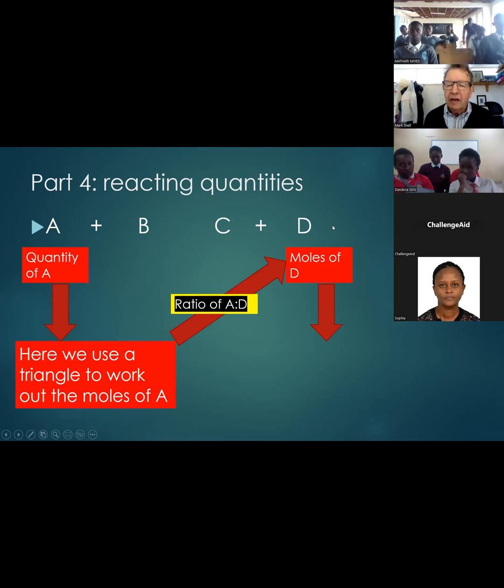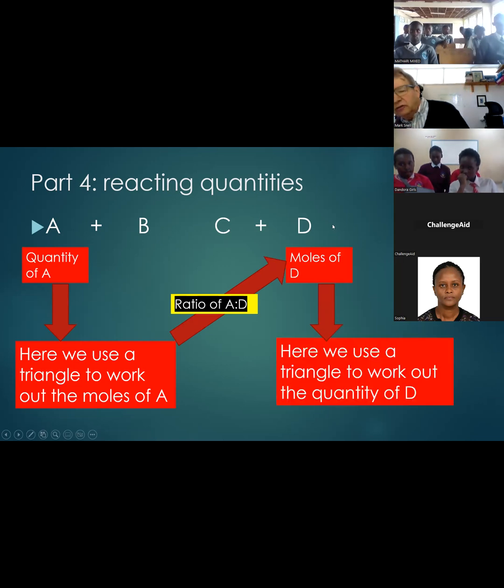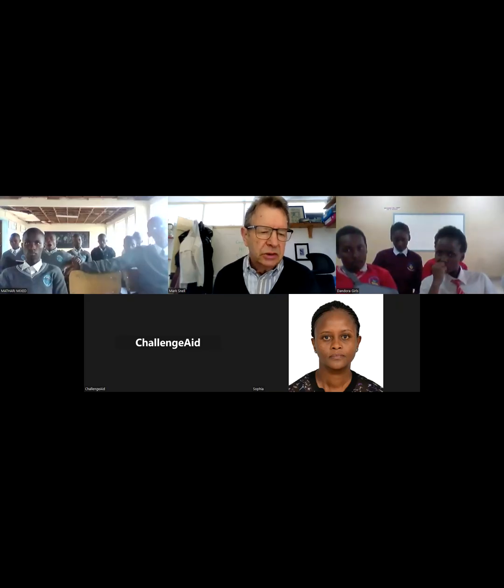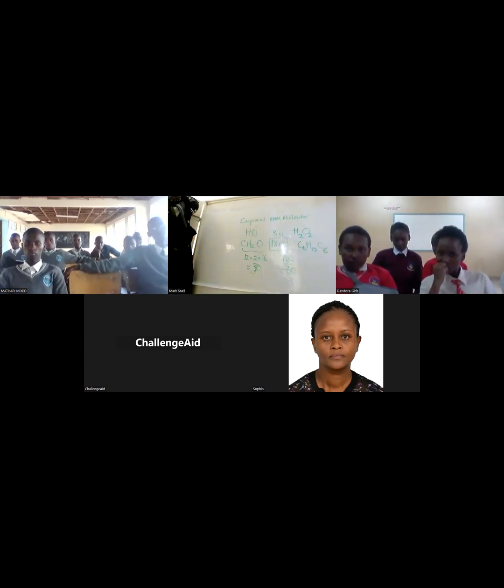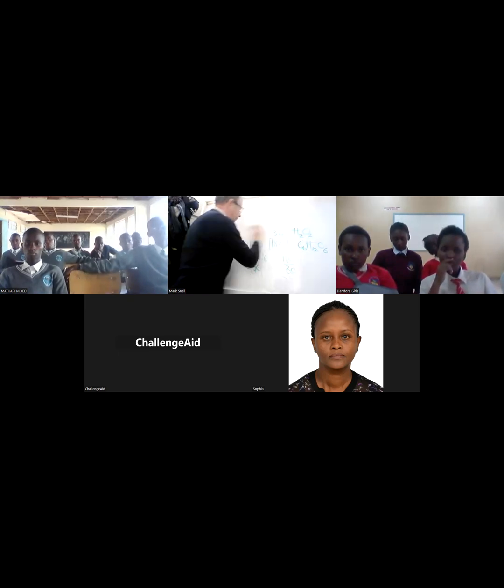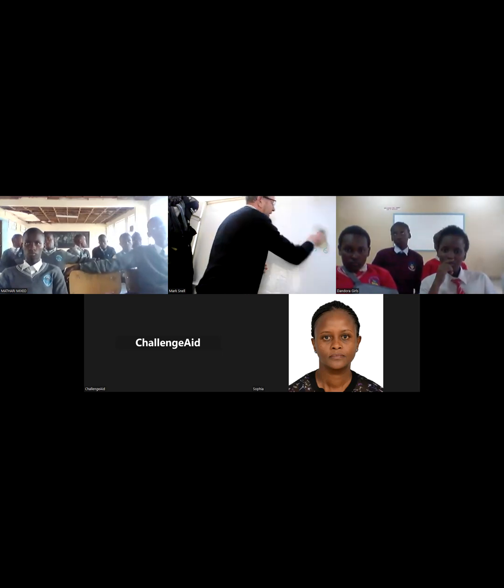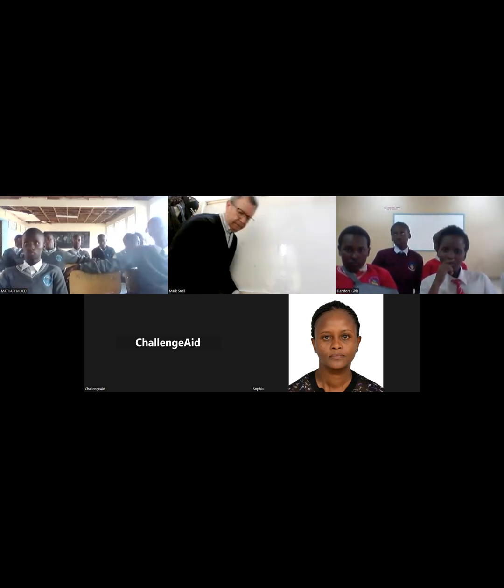That will allow me then to use another triangle to work out the quantity of D, whether it's the volume of a gas or the mass of a solid or whatever. I'm going to show you one example on my board behind me. Hopefully simple. This is the way that I do it with my students, and they seem to find it fairly easy after they have got their ideas straight.